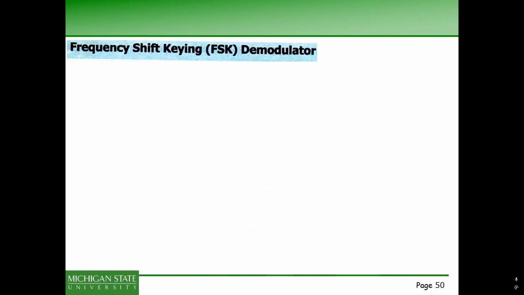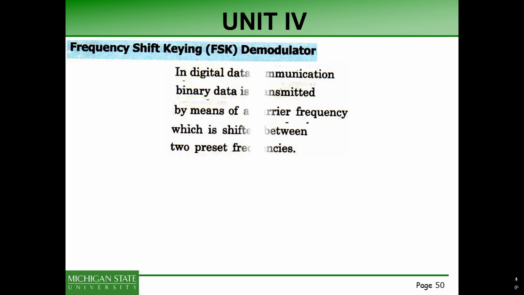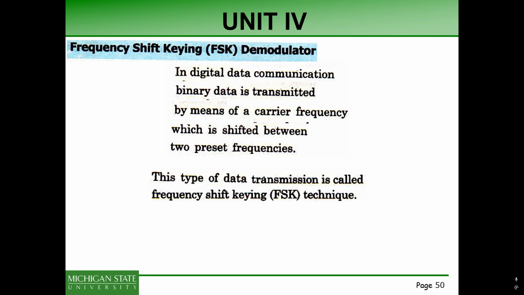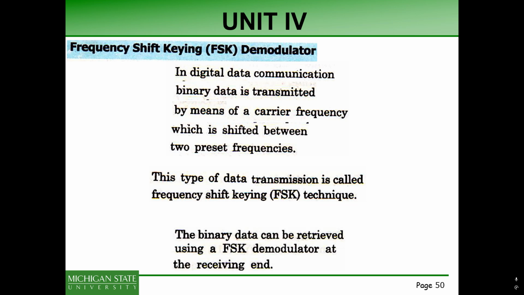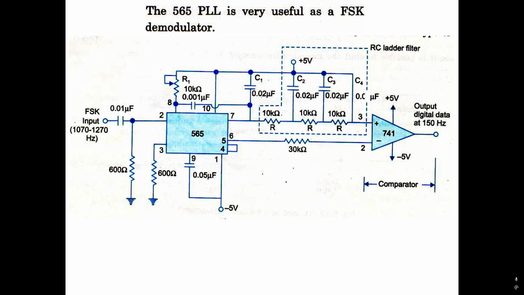Next, FSK, frequency shift keying demodulator. In digital data communication, binary data is transmitted by means of a carrier frequency which is shifted between two preset frequencies. This type of data transmission is called the FSK, frequency shift keying technique. The binary data can be retrieved using an FSK demodulator at the receiving end. The 565 PLL is very useful as an FSK demodulator. So this is the connection diagram.